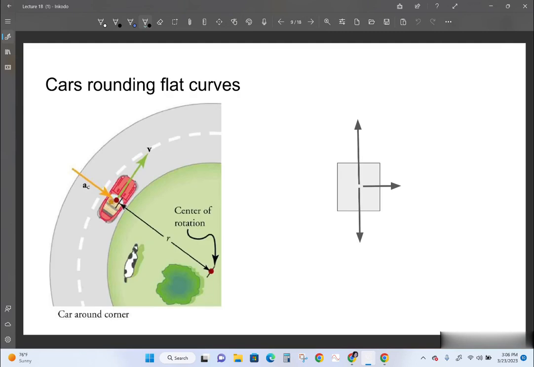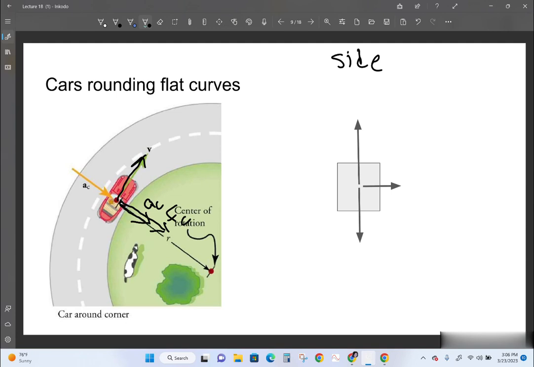Right, let's talk about what this has to do with driving on the road. So this is a side view of a car that is rounding a curve. And think about what's happening here. The car is rounding the curve, so it has a tangential velocity, and it has a centripetal acceleration and a centripetal force acting on it towards the center. So let's talk about what's causing that.